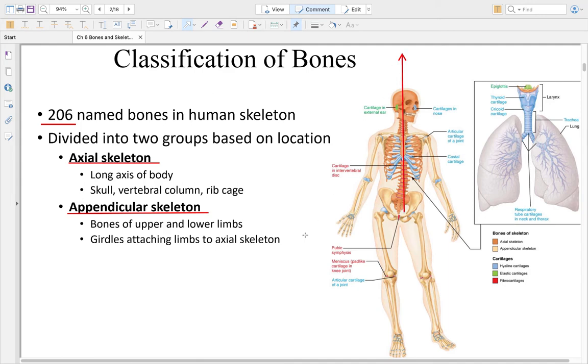Okay, so it's here highlighted in orange, and it runs straight up and down like the y-axis of a graph. Now the appendicular skeleton, on the other hand, is going to be the bones of your limbs, your upper limbs and their joints, and your lower limbs, including the pelvic girdle.